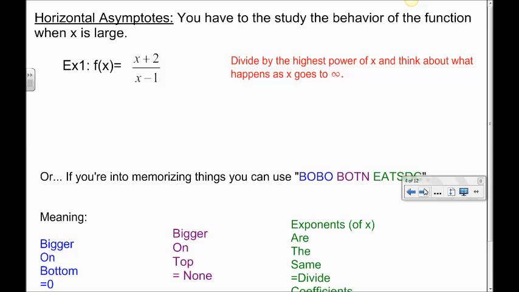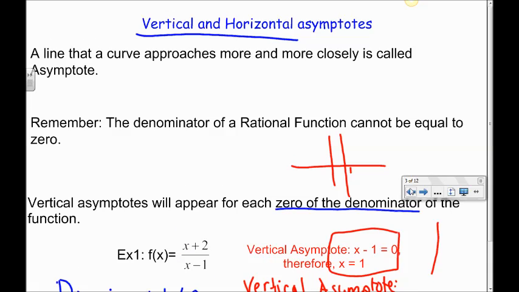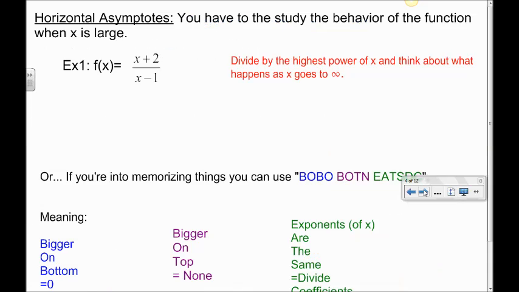Okay, horizontal asymptotes. So that's vertical asymptotes. Horizontal asymptotes we find by looking at the behavior of the function as x gets larger and larger, or basically as x goes to infinity.